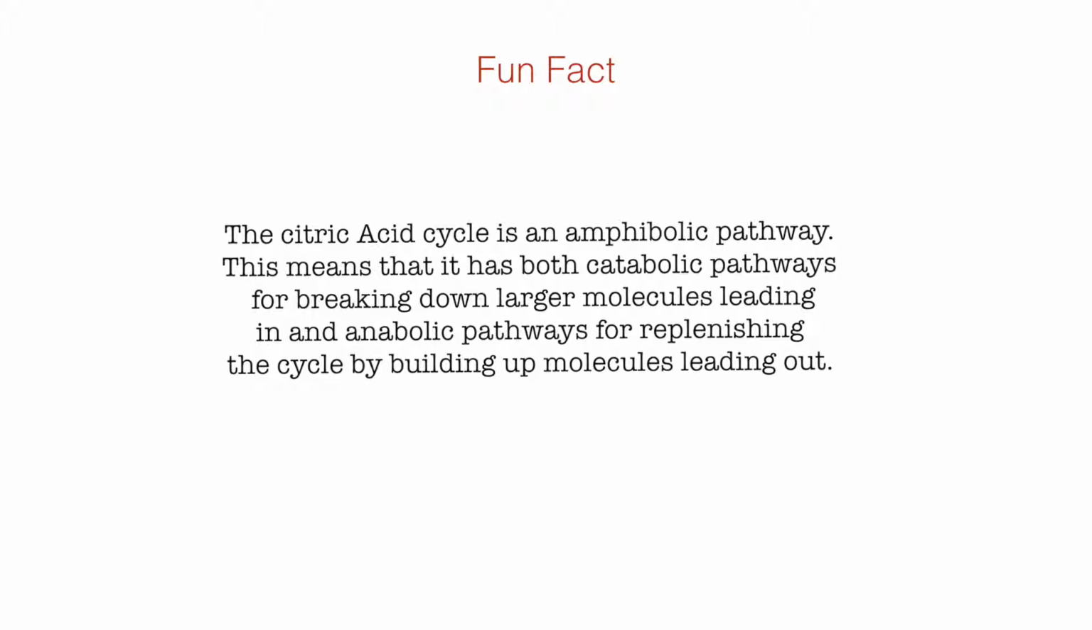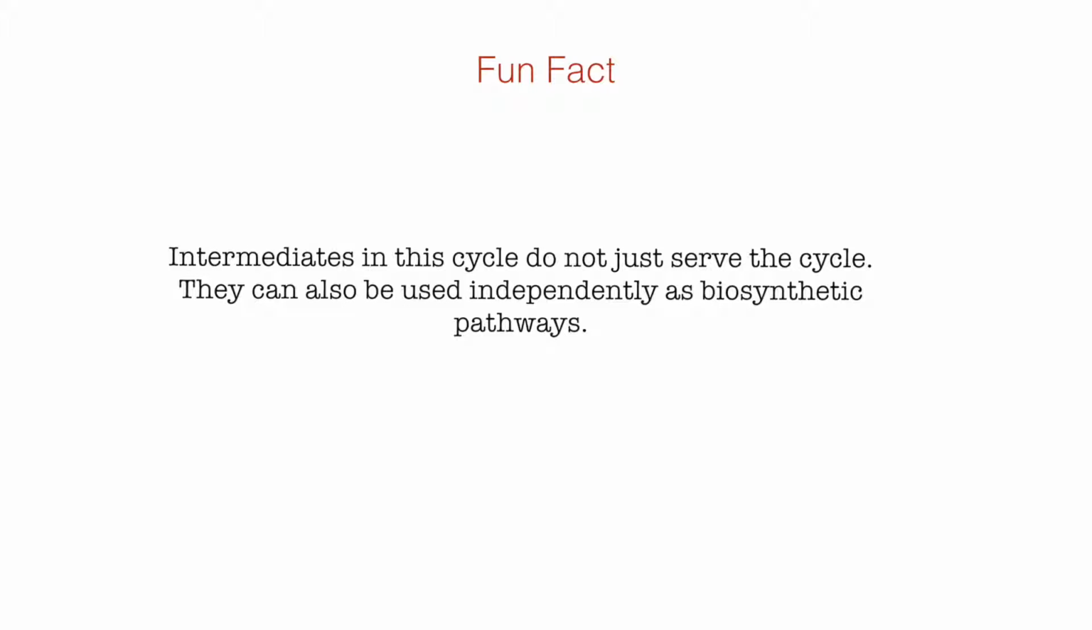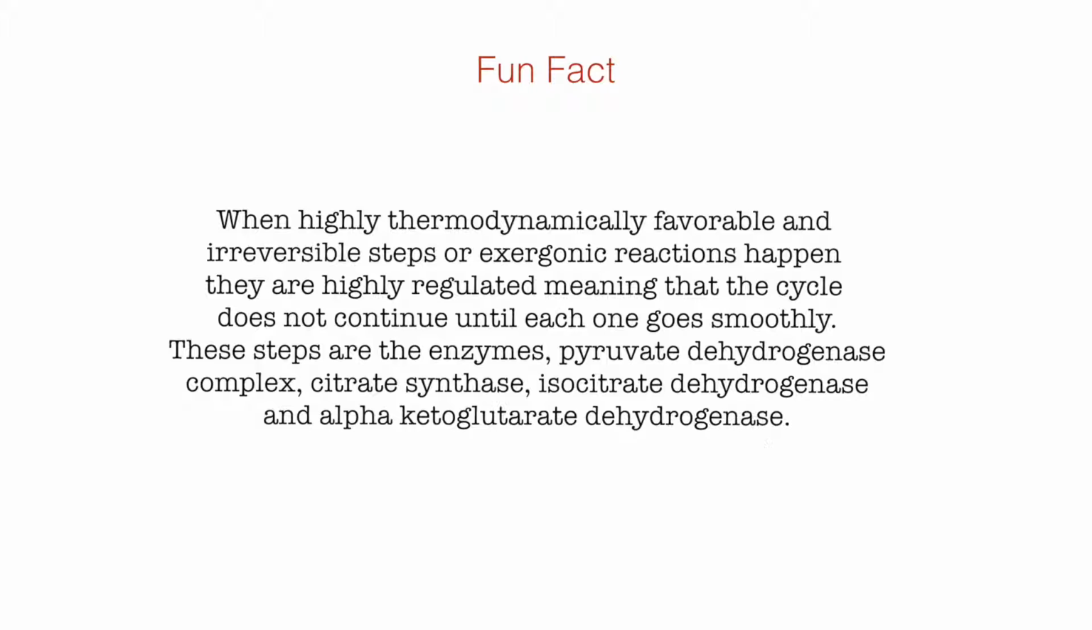This means that it has both catabolic pathways for breaking down larger molecules leading in, and anabolic pathways for replenishing the cycle by building up molecules leading out. Intermediates in this cycle do not just serve the cycle, they can also be used independently as biosynthetic pathways. When highly thermodynamically favorable and irreversible steps or exergonic reactions happen, they are highly regulated, meaning that the cycle does not continue until each one goes smoothly.